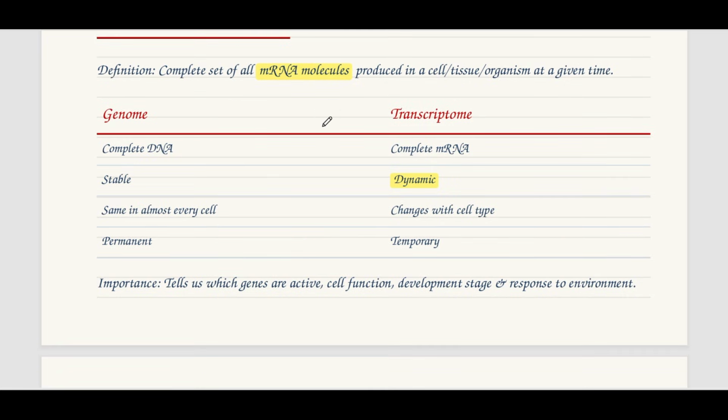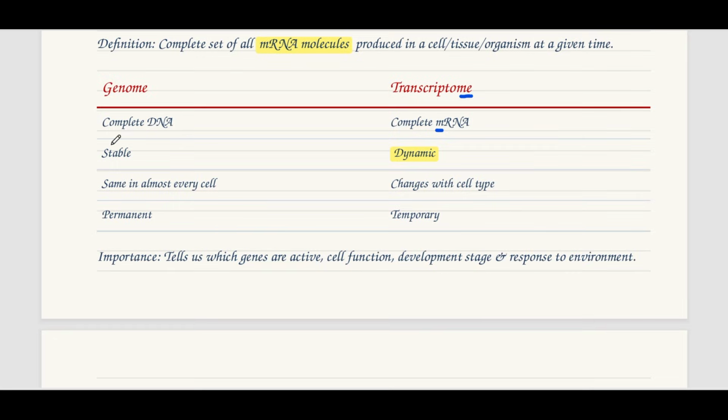Now, genome versus transcriptome. What is the difference here? In the genome, the complete DNA is there. In the transcriptome, the complete mRNA is there. Just remember transcriptome has the M for mRNA. Try to remember, okay? I am saying a way to remember the structure. Transcriptome is mRNA. Genome is the full, complete DNA. Genome means the whole DNA sequence, right?